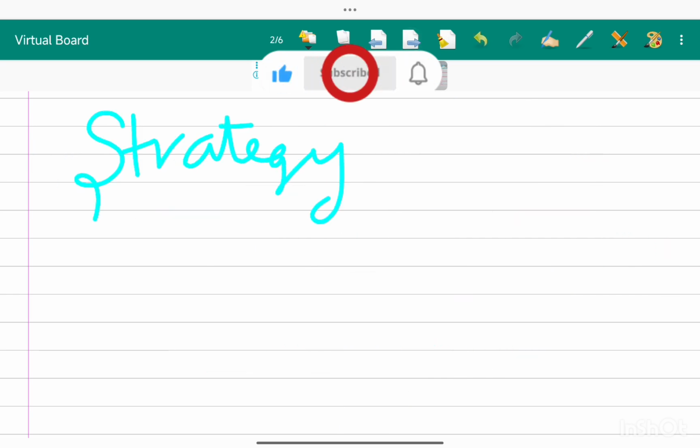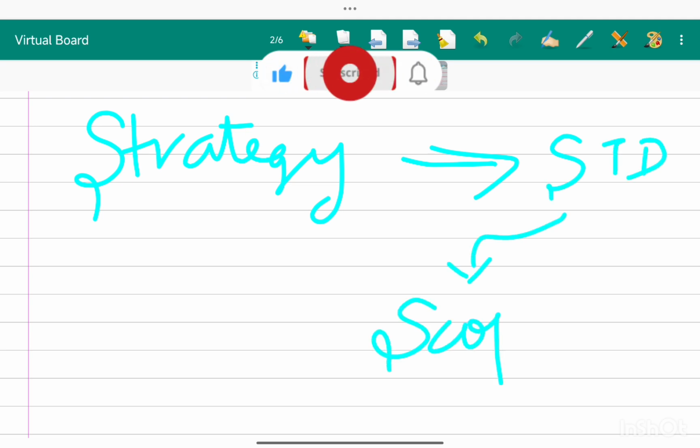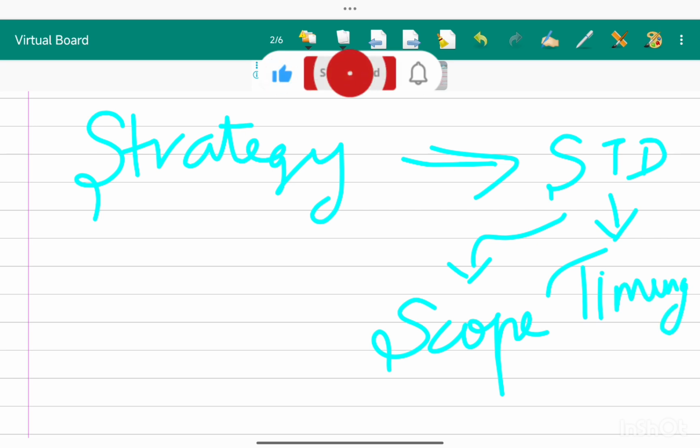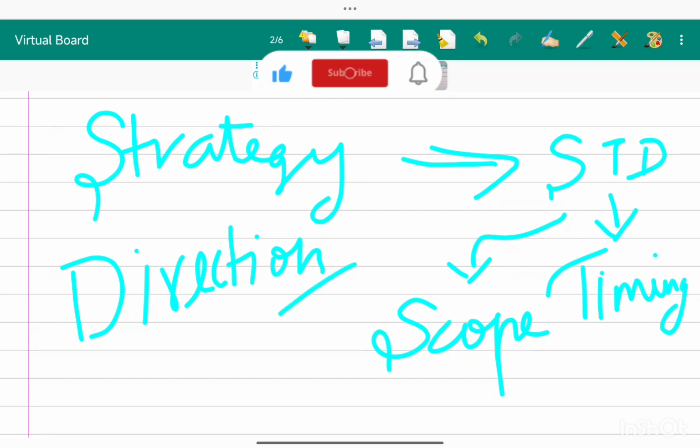Strategy: S, T, and D. S stands for scope, T stands for timing, and D stands for direction. The actual meaning: the overall audit strategy sets the scope, timing, and direction of the audit and guides the development of the more detailed plan. With this strategy only, the plan can be formed.